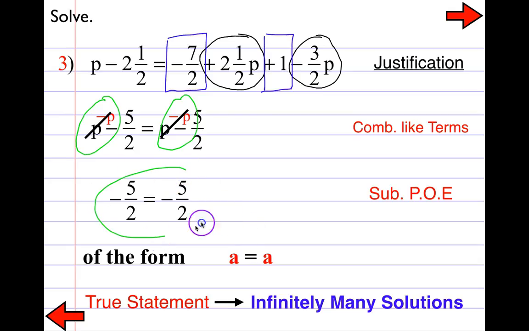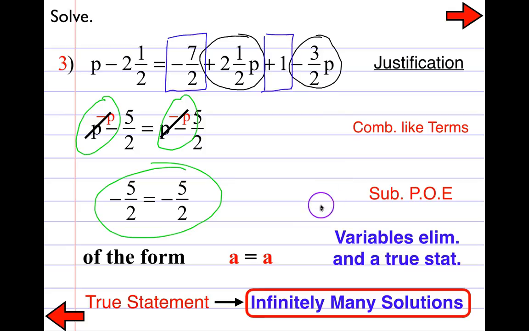And then here is where I have my true statement. So I do want you identifying those pieces and not just simply writing it down. So once again, you want to mention that the variables eliminate and that you have a true statement. Okay, so hopefully you got that one right.